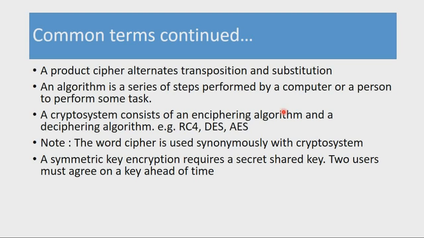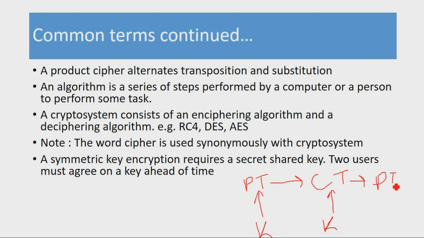Symmetric key encryption requires a secret shared key where two users must agree on a key ahead of time. What this means is if you have a plain text message, and on the sending side a key is acting on this plain text message, and this plain text message is being changed to ciphertext. Now we've already discussed what a plain text and ciphertext is. Now if Alice on the receiving end has to use the same key to change this ciphertext back to the original plain text, this is known as symmetric key encryption.